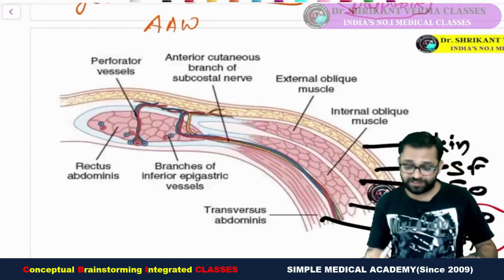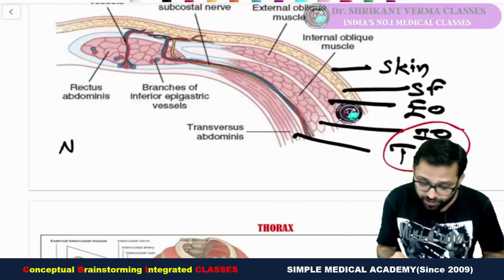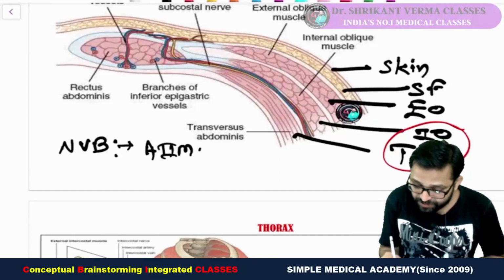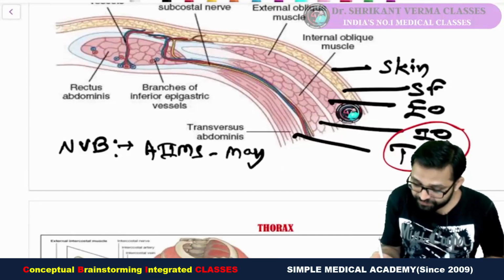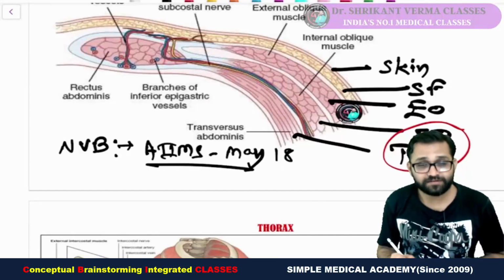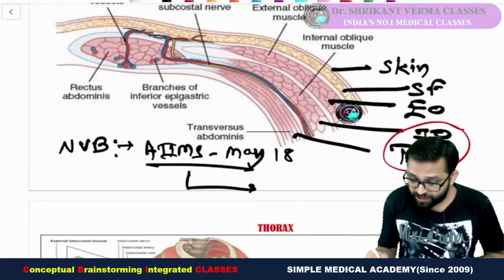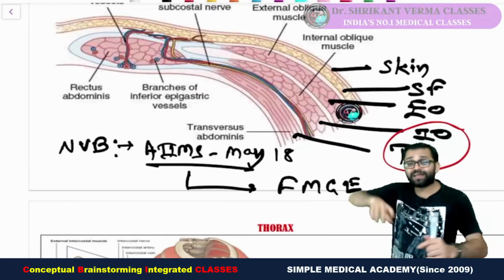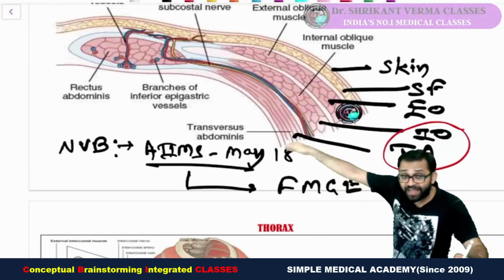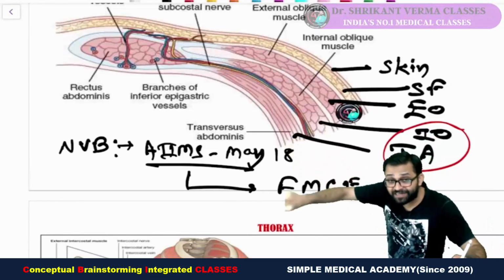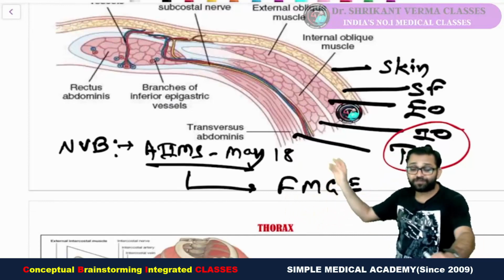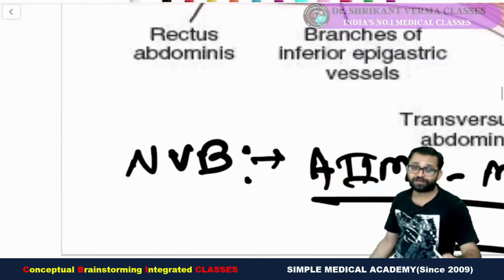This neurovascular bundle is important. What I want to tell you, this was the question in AIIMS May 2018, which was now repeated in the FMGE. Again, I want to tell you that questions which are asked in the INICET are repeated in the NEET, and from the NEET, those questions are asked in the FMGE exam. You must know the neurovascular bundle.